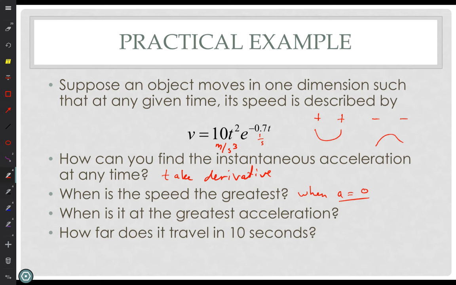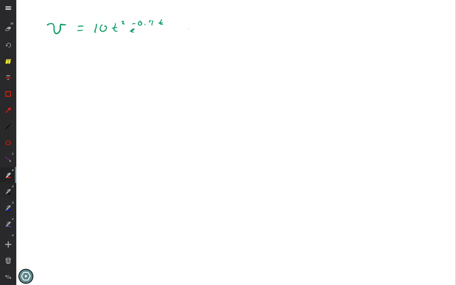And what if you wanted to find how far it travels in 10 seconds? You'd have to take the integral. Now, the integral of this is harder. In fact, I just did the integral already. It's already done on 2 slides from here. So let's do the first thing. Let's take the derivative to find the acceleration.